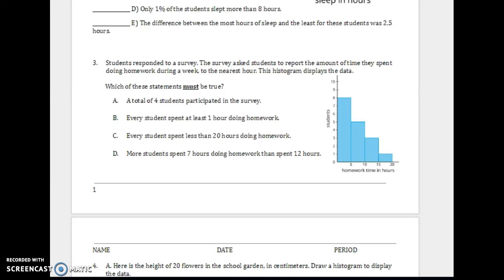A. A total of 4 students participated in this survey. B. Every student spent at least 1 hour doing homework. C. Every student spent less than 20 hours doing homework. D. More students spent 7 hours doing homework than spent 12 hours.